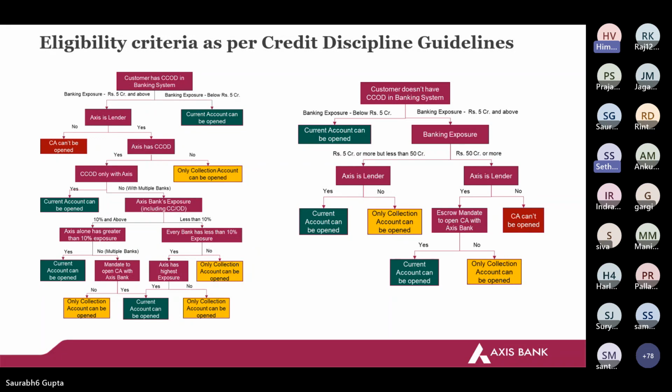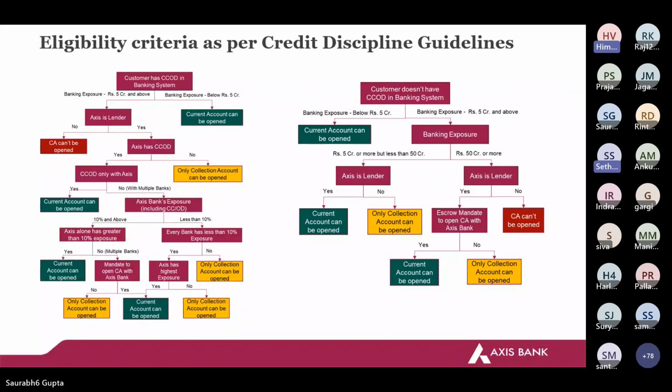So after that 2020 circular, there were additional circulars and FAQs released, based on which we are currently at a point where any customer who has a lending relationship with the banking system of 5 crore and below, we can go ahead and open the current account for that customer. But if the lending exposure becomes more than 5 crore, then you will have to take into account whether Axis Bank is a lender or not. If Axis Bank is not a lender itself, then we cannot open a current account.